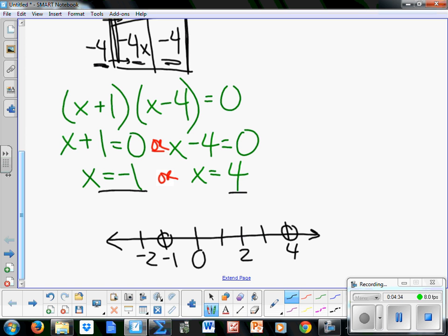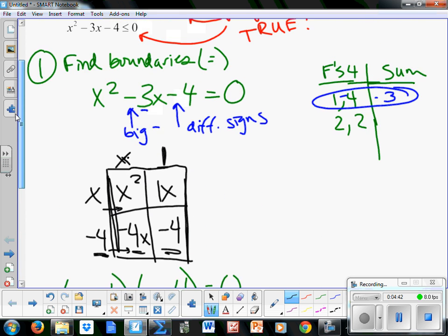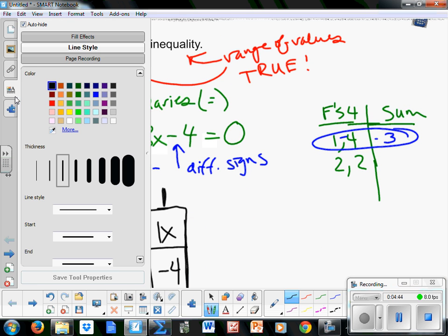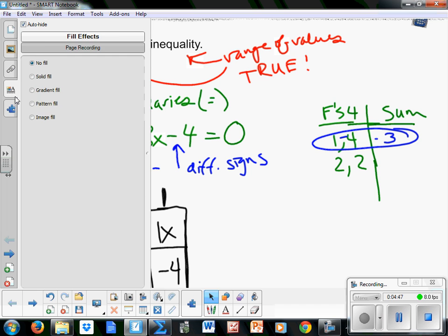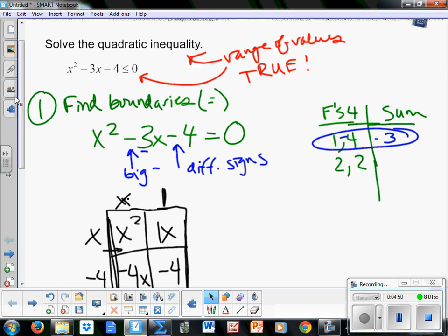Now how do we know, do those circles stay circles, or do they become filled in? Now this should be some review from before, so we're going to look back up to the top, and our inequality here, let's see here. Okay, our inequality here says less than or equal to 0.